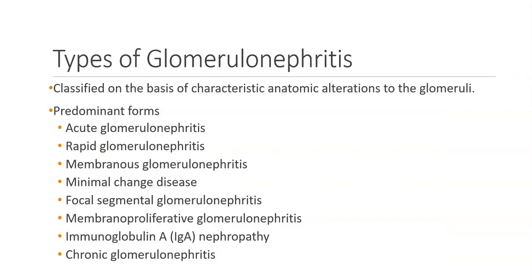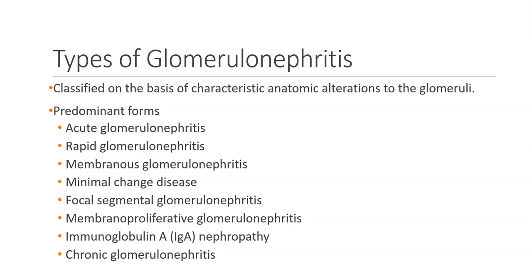This is a list of the predominant forms of glomerulonephritis, and they're classified based on the characteristic anatomic alterations to the glomeruli. I'm not going to read the list to you, but I want you to know, number one, there's a lot of different types. Glomerulonephritis is a term that's used to indicate inflammation of the glomeruli. But, again, there's many different causes.